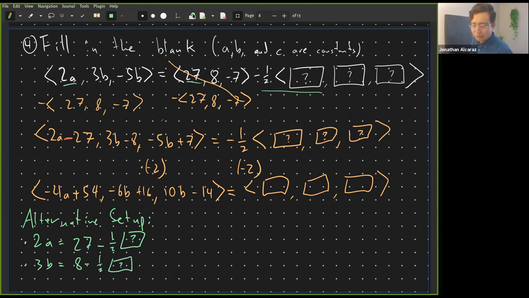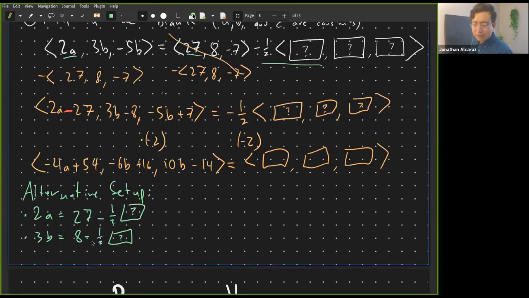And I am going to scroll here just a little bit so you can see. We have negative 5b is equal to -7 minus 1/2 times this question mark here. Okay. And so this can kind of help you fill in some of these blanks, especially if the blanks are not all on the same vector.